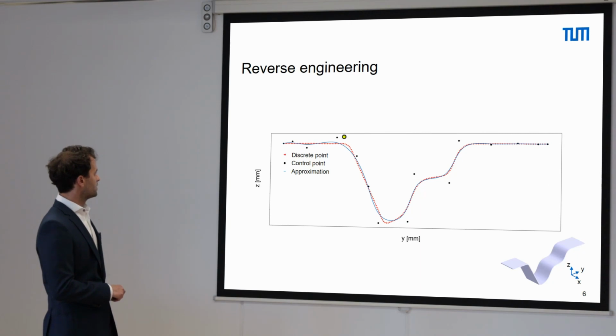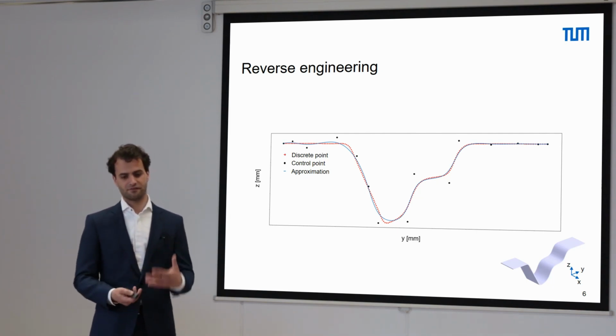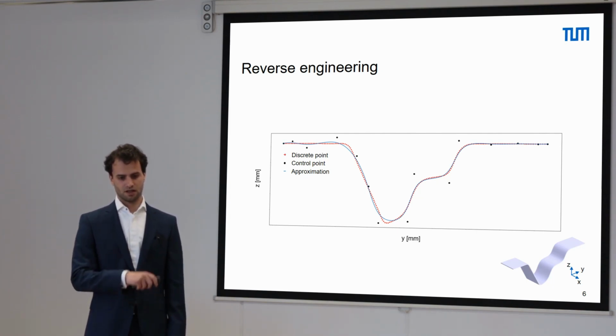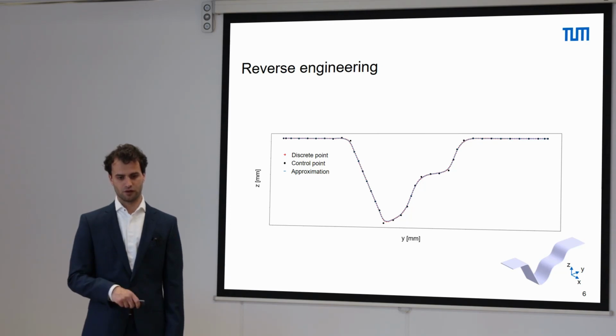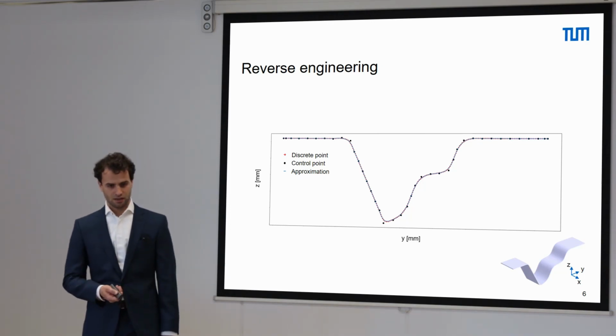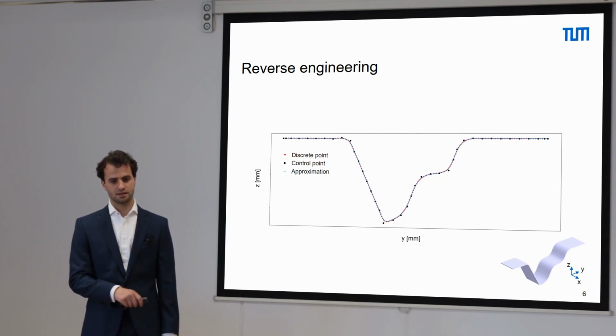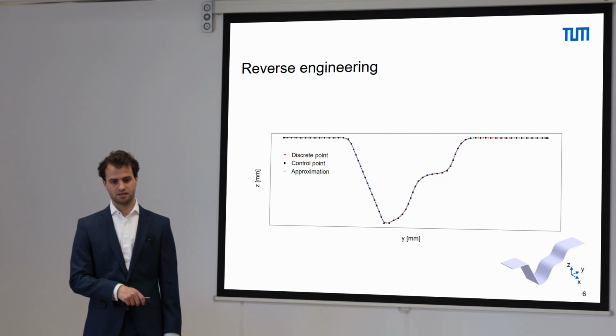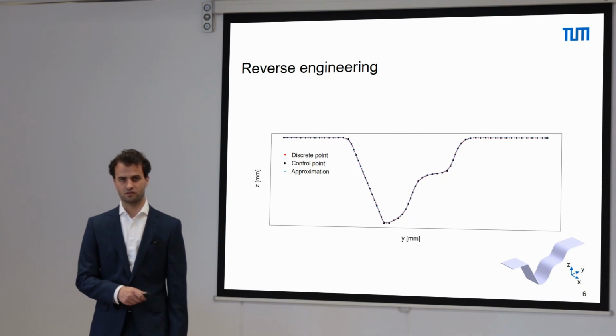Here you can see 12 control points that are representing the blue line. And you can see we have deviation here and here in this part, not so much here in this part, but of course it wasn't satisfying. So we added some more control points. Here you can see the reverse engineering with 35 control points, and here you can see the reverse engineering with 70 control points.